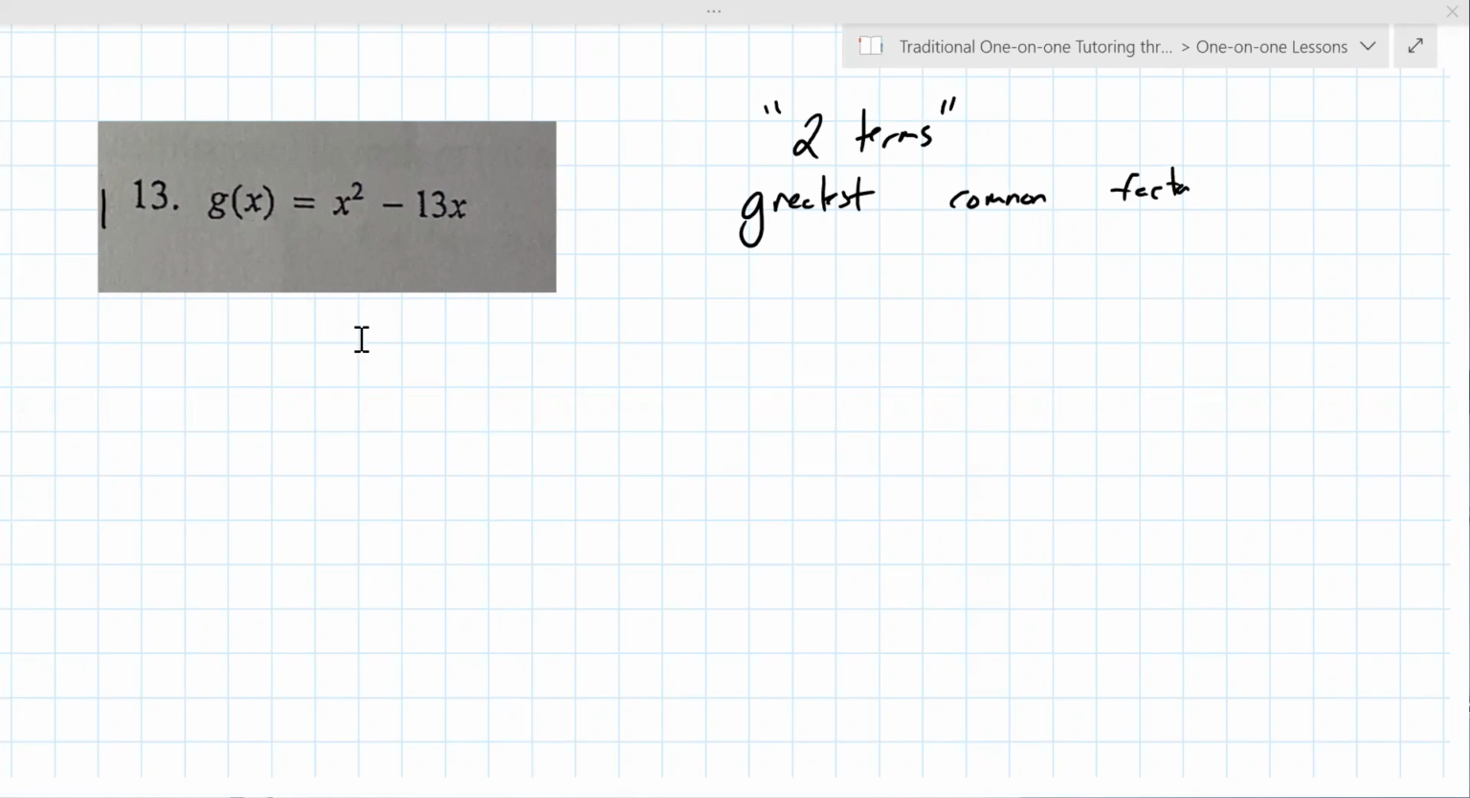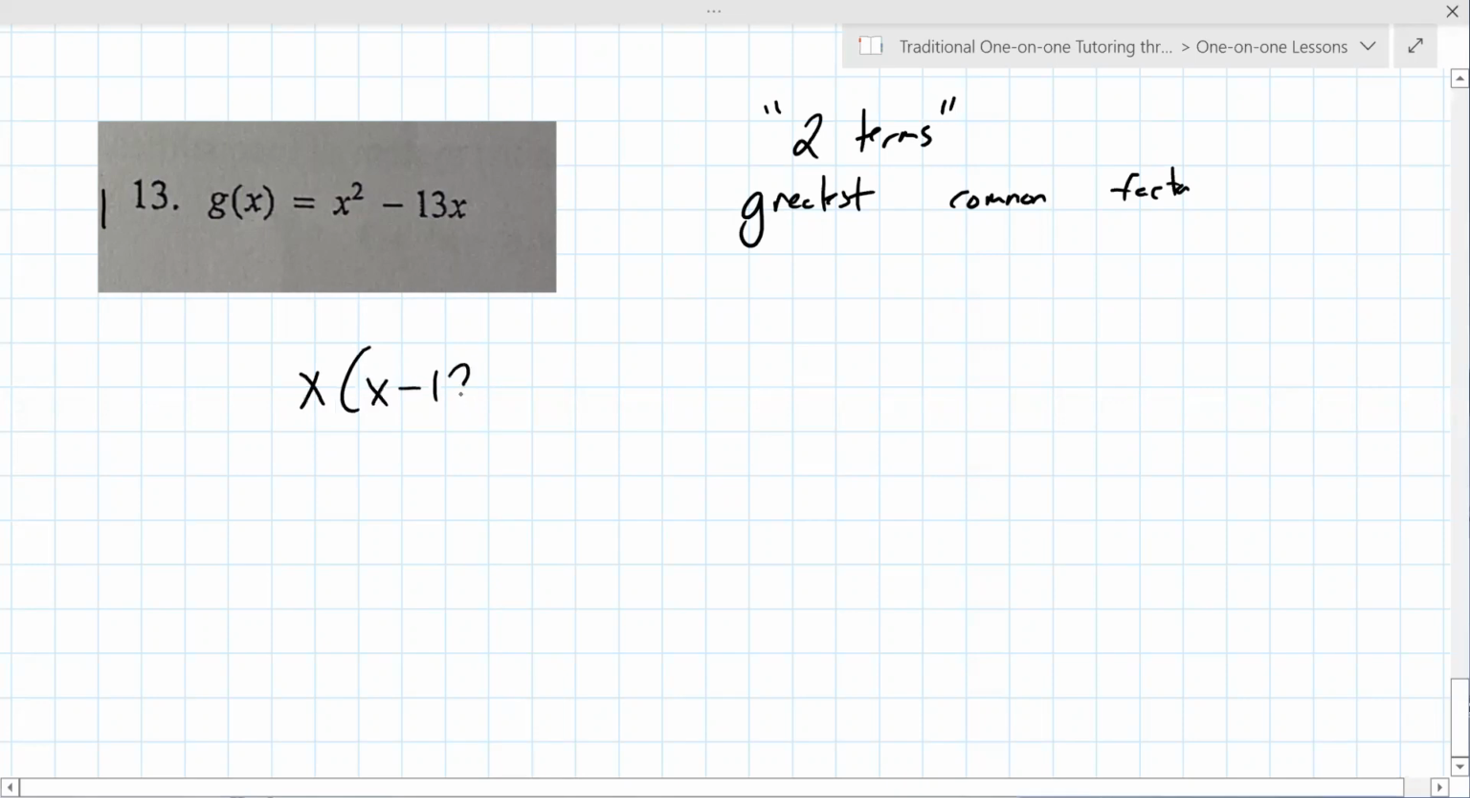All right, so the x gets factored out, x minus 13. Right, so you set that equal to 0. So it's x equals 0 and x equals 13 for your final answers.